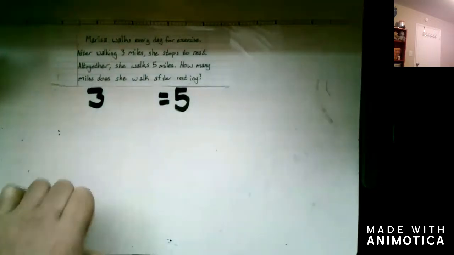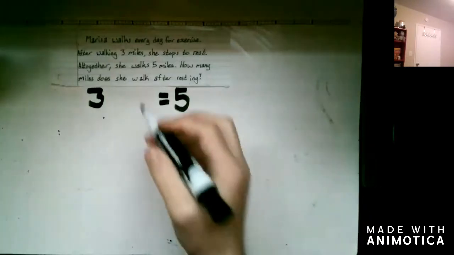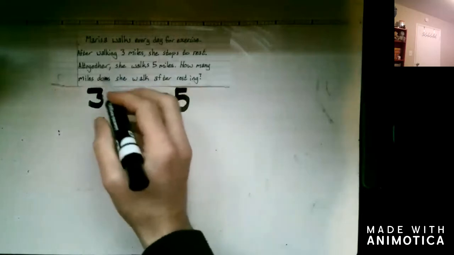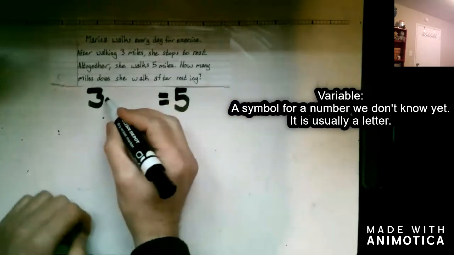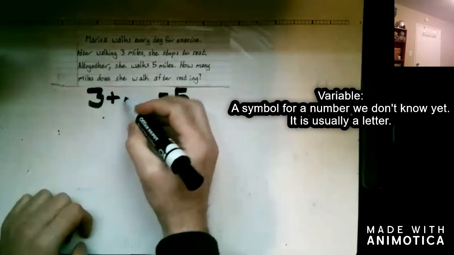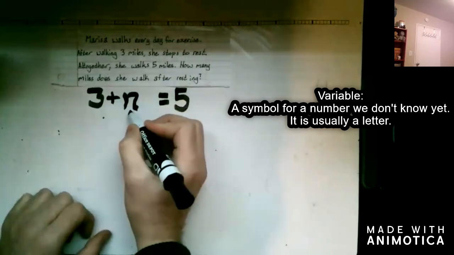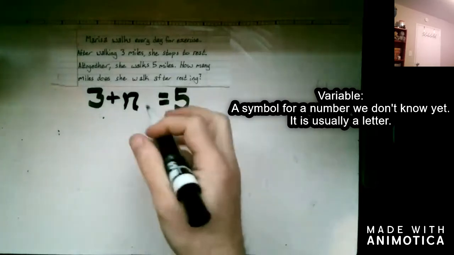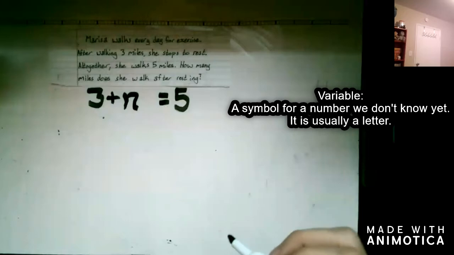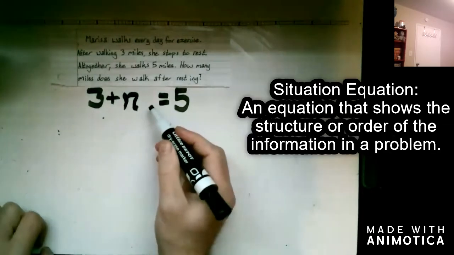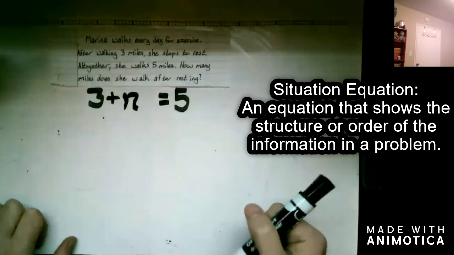So we're figuring out, in this case, what the change is. And we can say if it's something she does more after resting, we're going to be adding. And I'm going to use a variable here. That is whenever we put in a letter to replace a mystery. So we aren't sure how much she walked after resting, so I'm putting in the letter N. This is called a situation equation. We've taken the story and rewritten it as an equation.